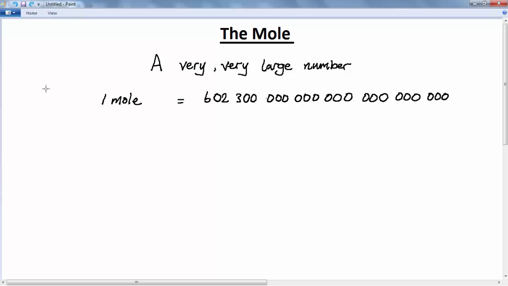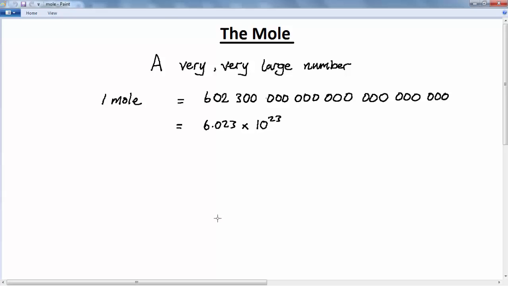So in order to help us use this number in a practical way, we need to write it in scientific notation. And to do that, I take the first figure, which is the 6, and then I count the number of decimal places back. If I do that, I'll come to 23. So I write this figure in scientific notation as 6.023 times the number of decimal places, which is 10 to the 23.